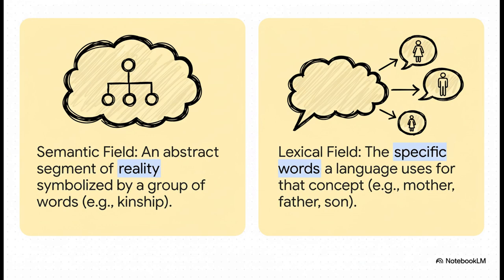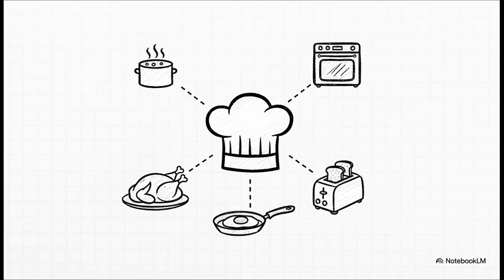The semantic field is the big abstract concept itself, like the idea of kinship or family relationships. The lexical field, on the other hand, is the specific set of words a particular language, like English, uses to talk about that concept. So words like mother, father, and cousin. And we see these lexical fields literally everywhere.